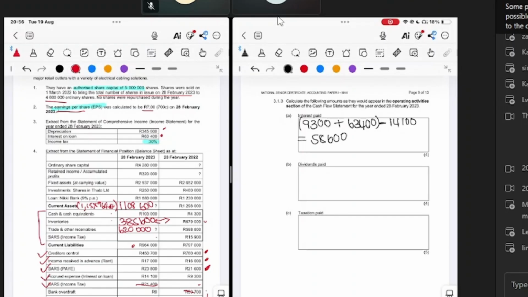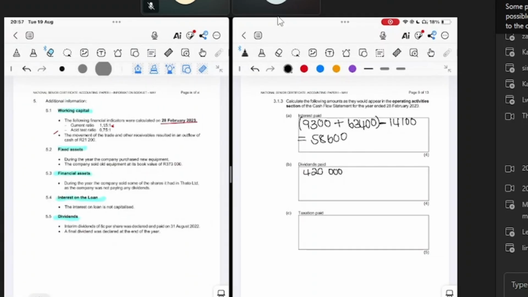Then we go to dividends paid. Dividends paid, same thing. At the beginning of the year, we owed a total of 420,000. Obviously, when they start paying dividends, they are going to pay that one first. Now, let's see the rest of our information. They're telling us interim dividends of 8 cents per share were declared and paid on the 31st of August 2022, and then a final dividend was declared at the end of the year.